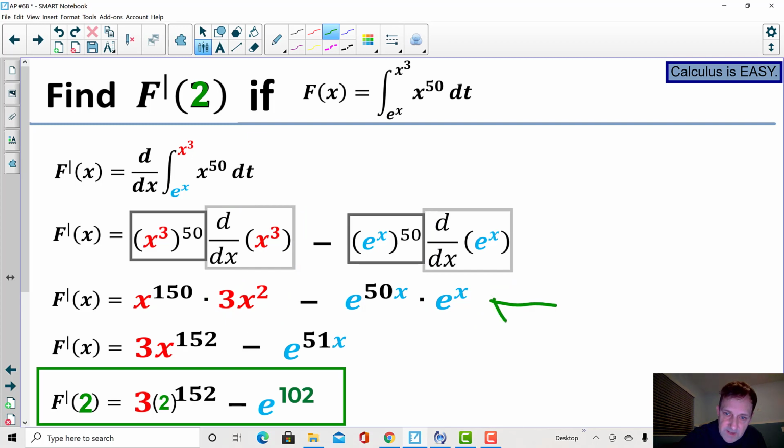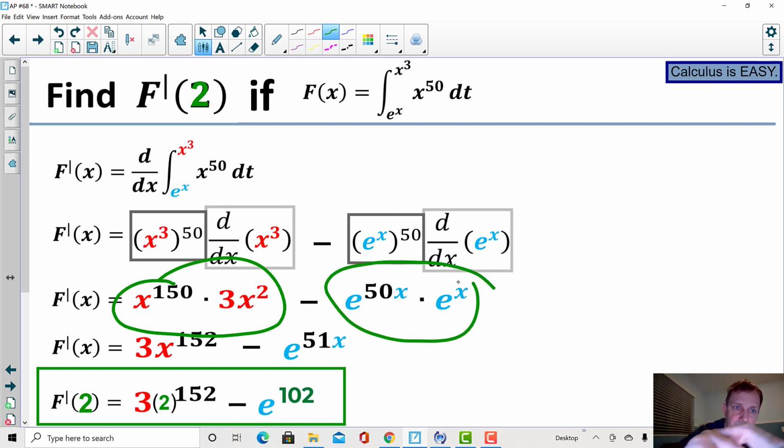So that's pretty much it. That's f prime of x. You can just stop right there. Or if you want to simplify this, you can simplify this. And you can also simplify this.